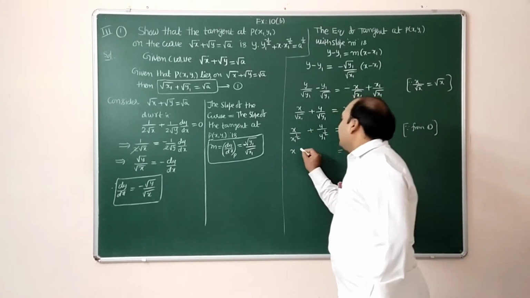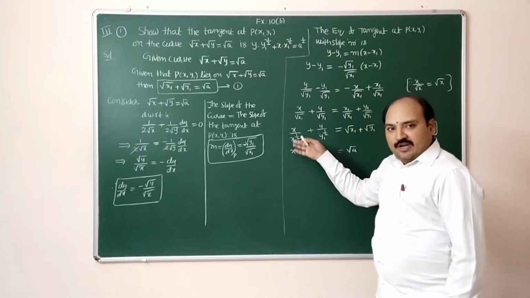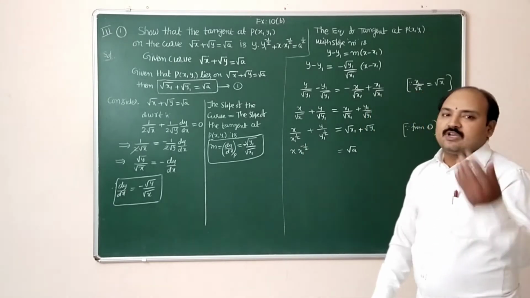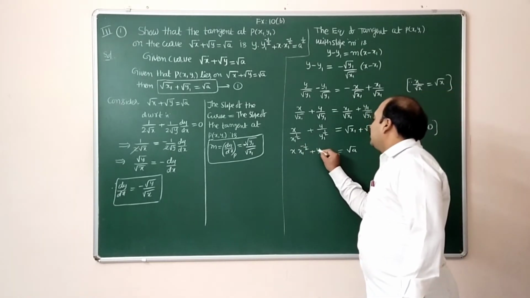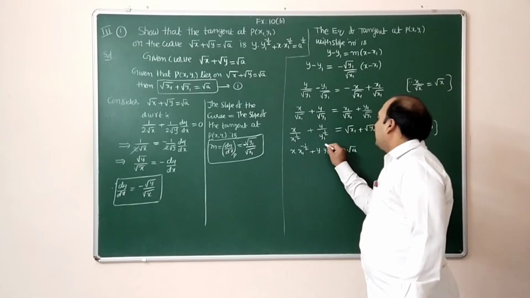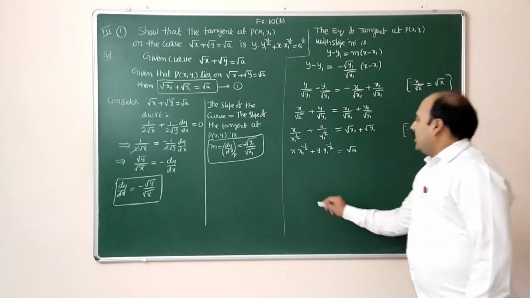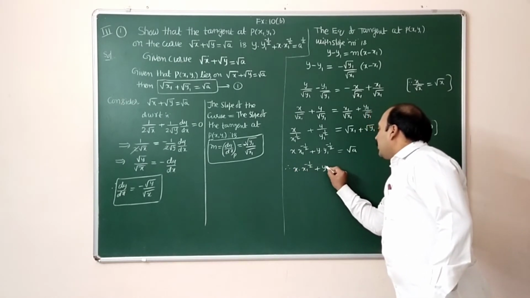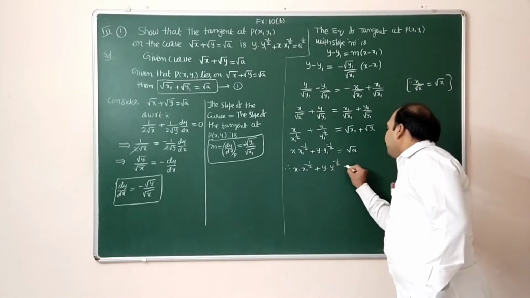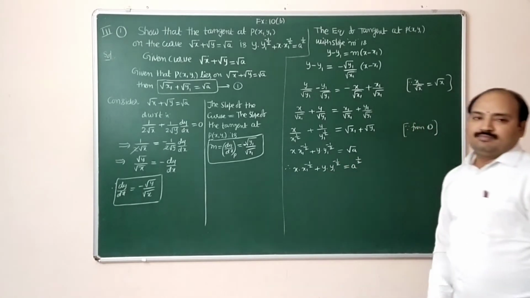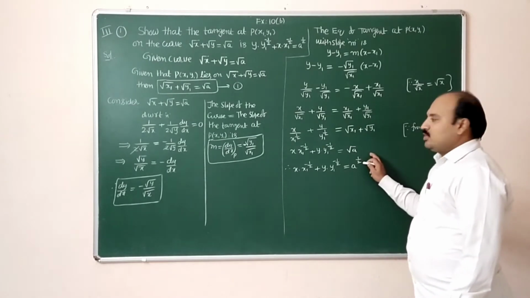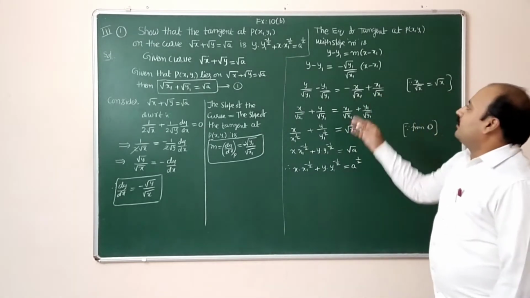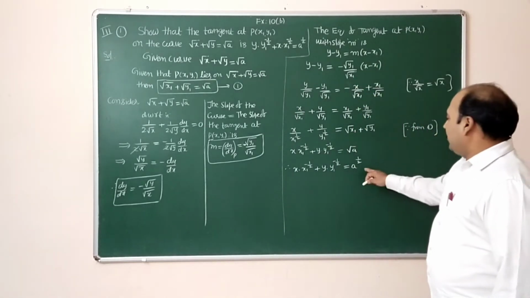So x, denominator x1 power 1 by 2, can go into the numerator, and the power will change: x1 power minus 1 by 2. Indices will change. Plus y into 1 by y1 power 1 by 2 is y1 power minus 1 by 2. Therefore, x into x1 power minus 1 by 2 plus y into y1 power minus 1 by 2 is equal to a power 1 by 2, which is what they are asking to show: y into y1 power minus 1 by 2 plus x into x1 power minus 1 by 2 equals a power 1 by 2.